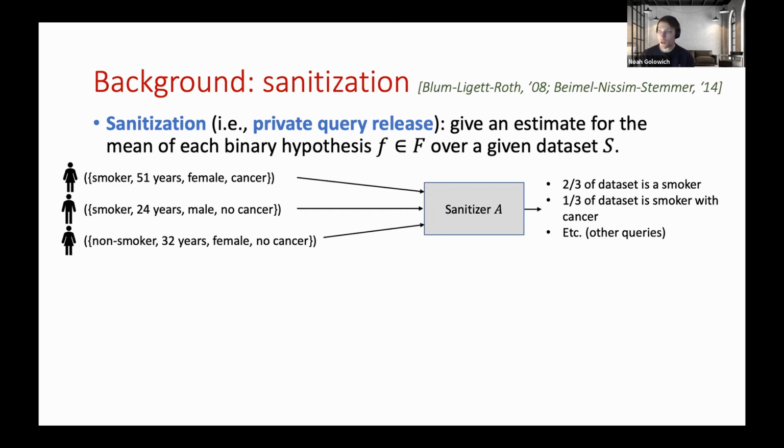So the problem of sanitization is the following. We want to give an estimate for the mean of each binary hypothesis over a given data set S. We're no longer making any distributional assumption on S, such that it's drawn from some distribution. This can be an arbitrary data set S. So for instance, if S consists of attributes of patients in a medical study, such as the ones shown here, a sanitizer might output in a private way certain statistics, such as the fact that 2/3 of the data set is a smoker, 1/3 of the data set is a smoker with cancer, and so on. So here the Fs represent the attribute of being a smoker, the attribute of being a smoker and having cancer, and so on.